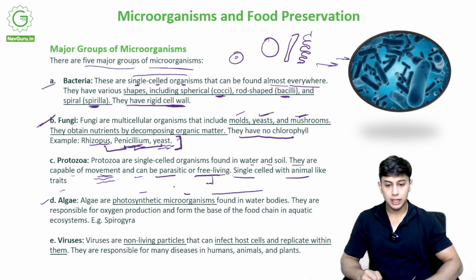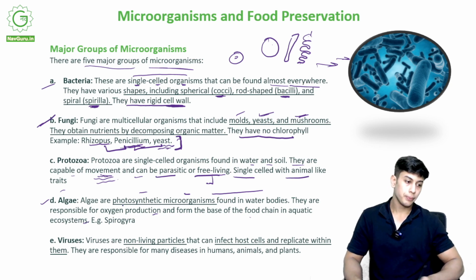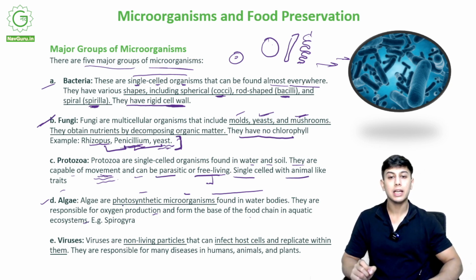They are responsible for oxygen production and form the base of the food chain in aquatic ecosystems. Algae is eaten by very tiny aquatic organisms. So very tiny fish, tadpoles, frogs, all of these eat algae.